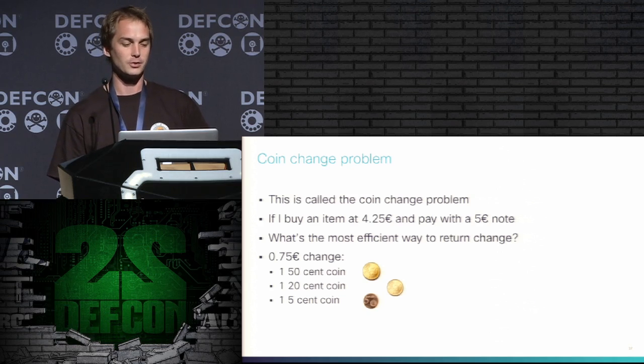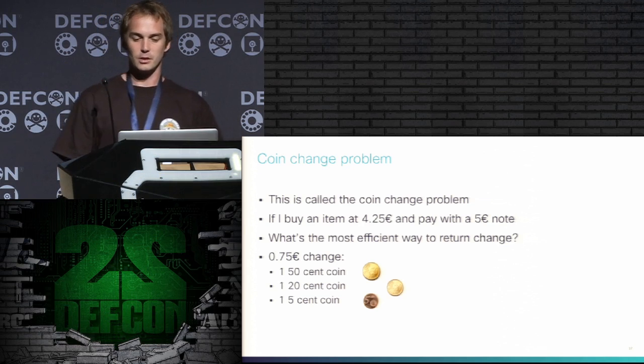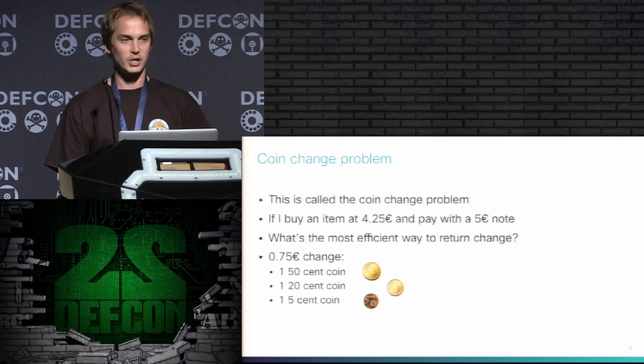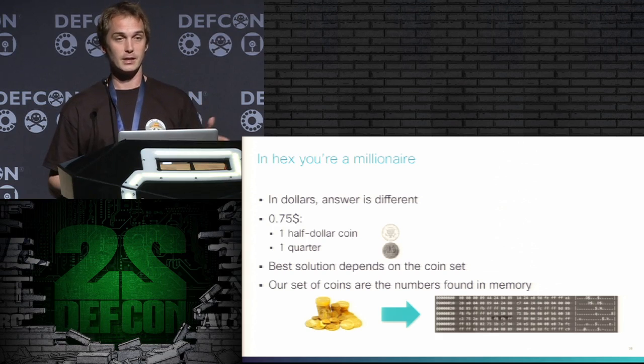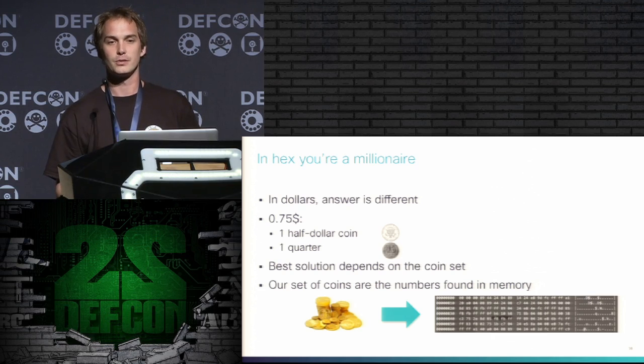That's something we know how to do pretty easily. In Europe, we'd give back a 50-cent coin, a 20-cent coin, and a 5-cent coin. So that's the coin change problem: what's the most efficient way of giving money back to someone who's paid you for an item? If you look at this problem in dollars, the answer is different. You're looking for the same thing, 75 cents, so in the US you'd give a 50-cent coin and a quarter. So the solution depends on your coin set, and so it depends on the numbers you found in memory.